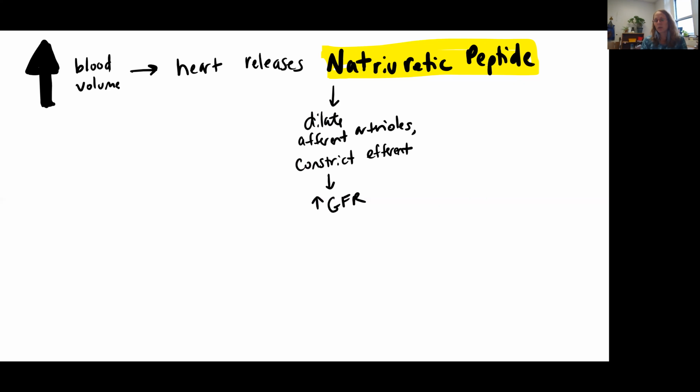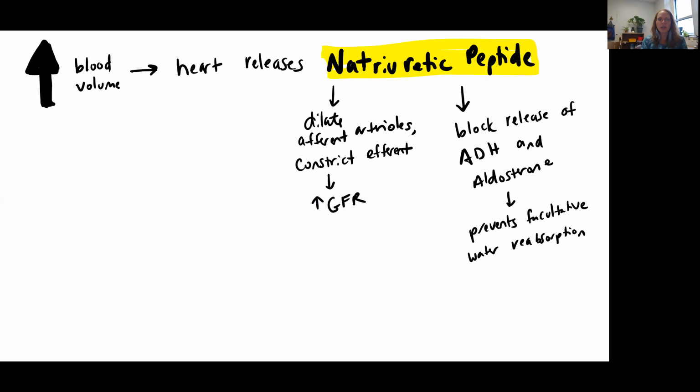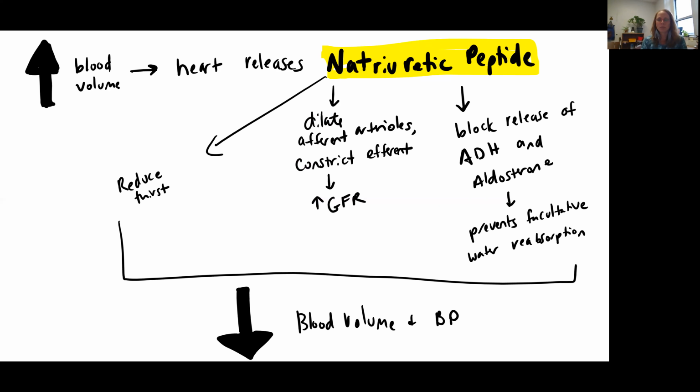That's helping to really pull your water, electrolytes, nutrients, and so forth into that filtrate, so that you're getting a good filtration happening at the kidney. Also, you're blocking the release of both the ADH and the aldosterone, so that's going to prevent your facultative water reabsorption and that selective sodium reabsorption. So instead of reabsorbing that water, it is going to make its way out of the body as part of the urine. And you'll see a reduction of thirst. All of these together are going to reduce your blood volume and your blood pressure.